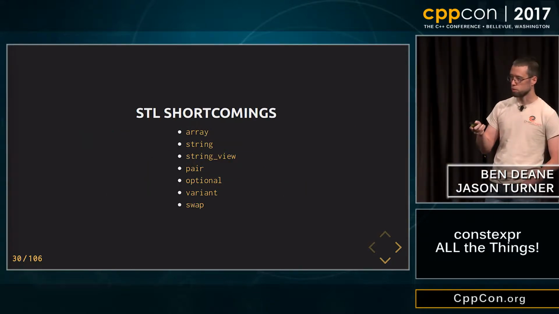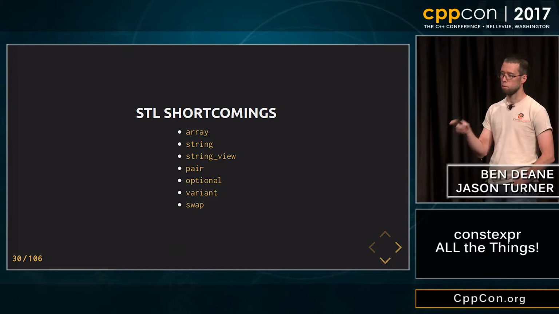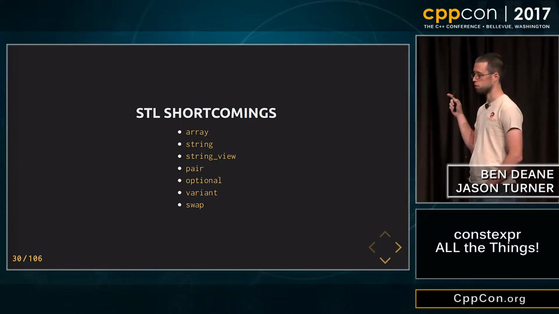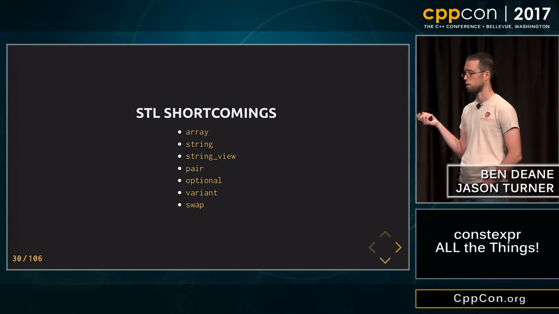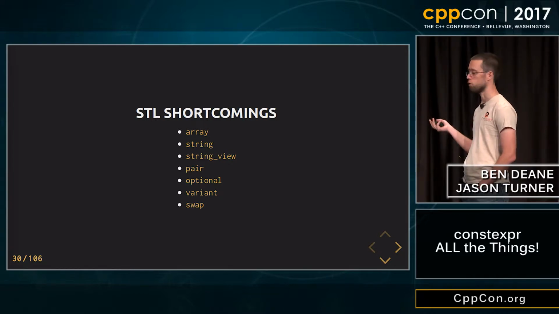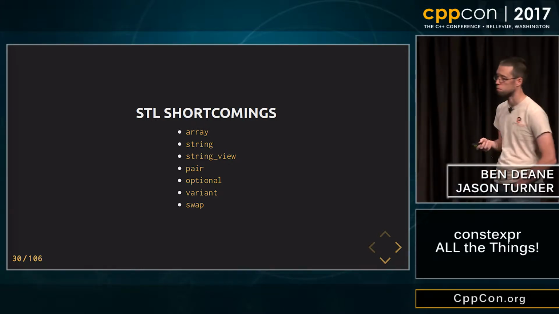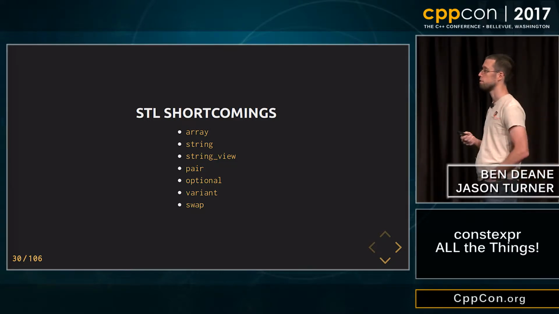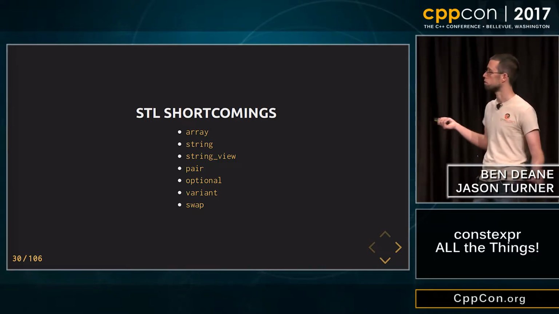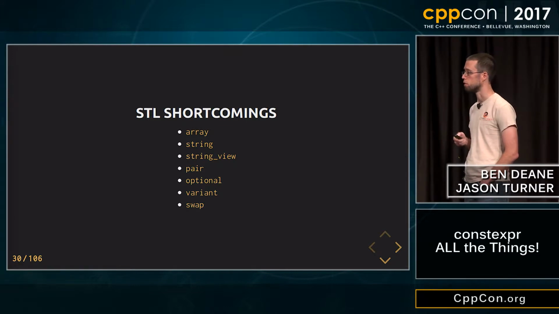So as we've already mentioned, we've got some shortcomings in array, string obviously can't be used in a constexpr context. String view can't grow or change. Pair and optional and variant have the assignment problems. And standard swap is simply not constexpr, which that one confuses me a little bit too.